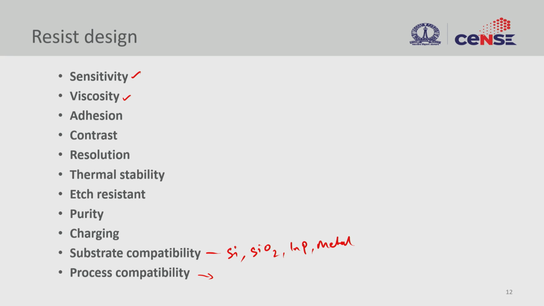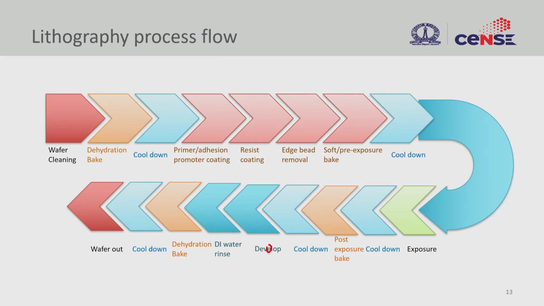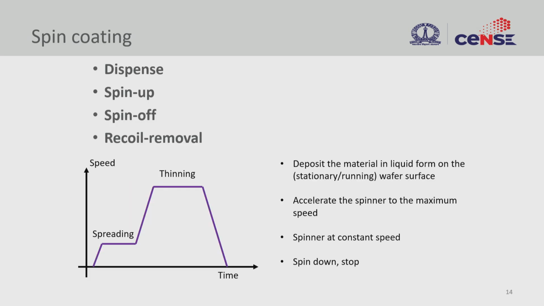So when you are choosing a resist, or if you are developing a photoresist, make sure that you understand these requirements. This is again something we saw, so make sure that all these processes are nicely followed. And coating the photoresist is an important step. When you take a photoresist and you want to dispense it onto the substrate, the way that we do it is by using spin coating.